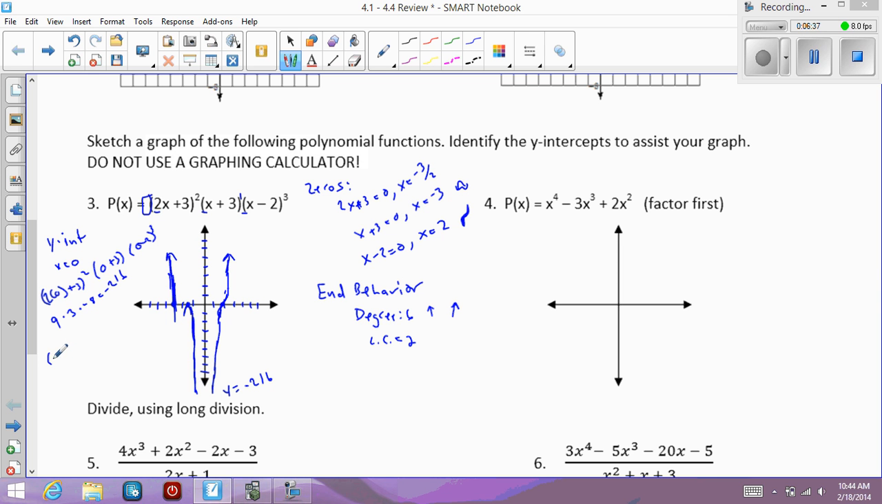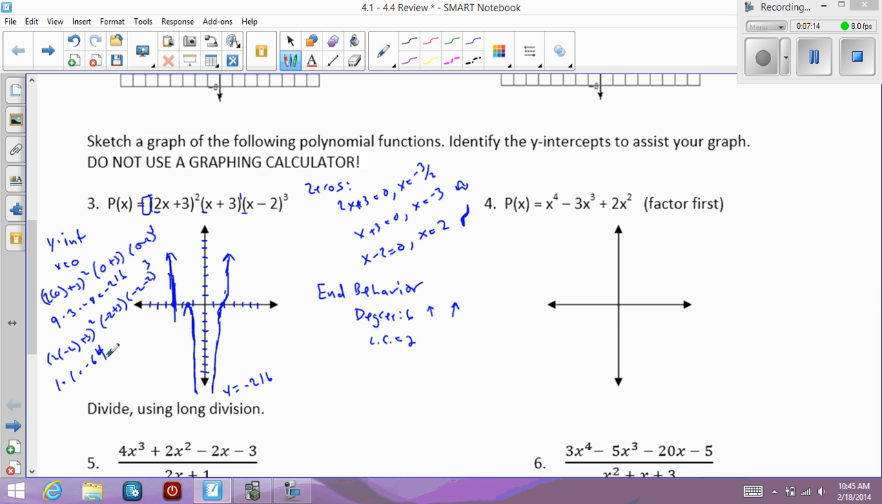If I plug in -2, that is 2 times -2 plus 3, and that is squared, times -2 plus 3 times -2 minus 2 to the third power. 2 times -2 is -4, and -4 plus 3 is -1. -1 squared is 1. -2 plus 3 is 1, so far 1 times 1 times, -2 minus -2 is -4, and -4 to the third is -64.